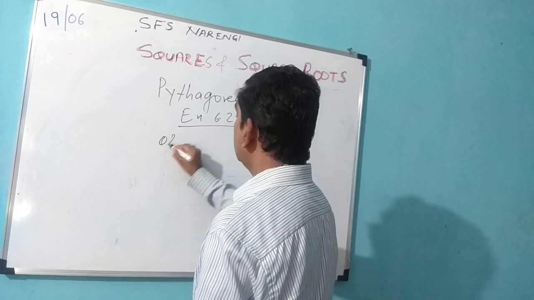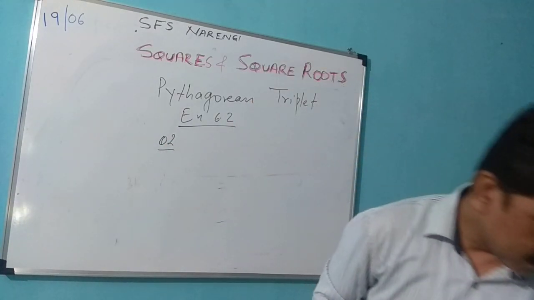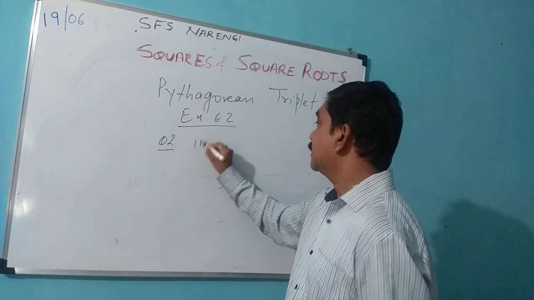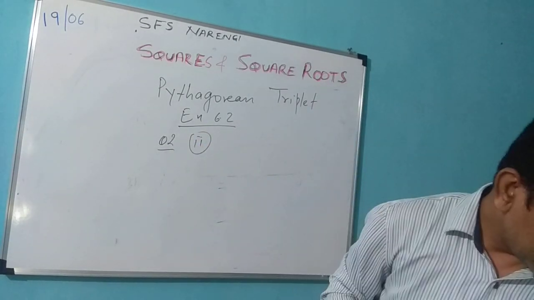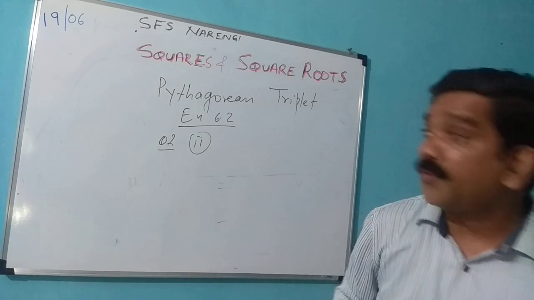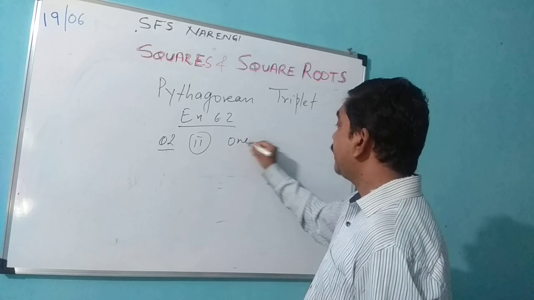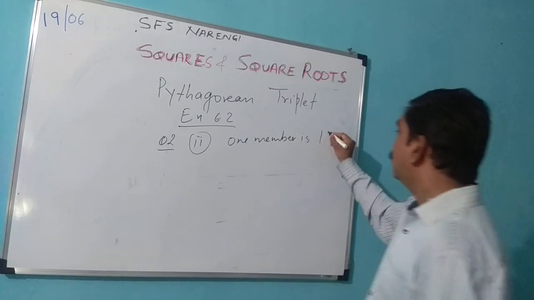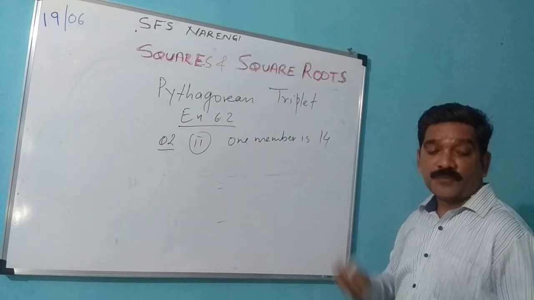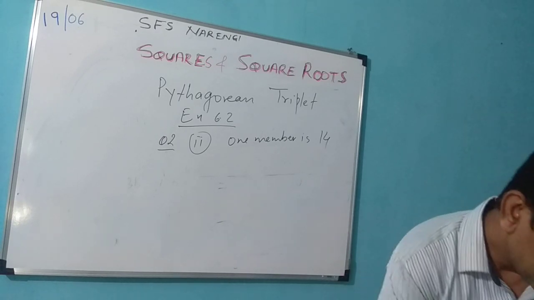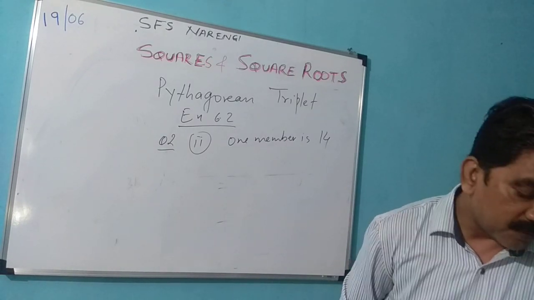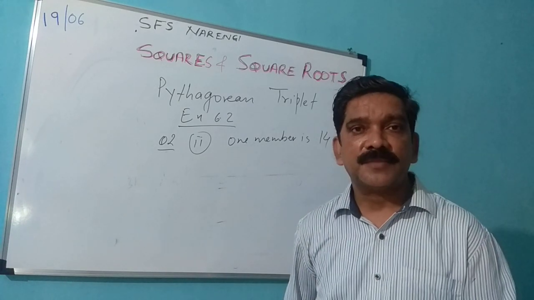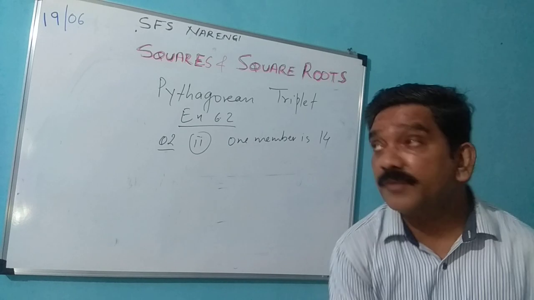Exercise 6.2, question number 2. I am taking the second part. It is given that one member is 14. Now you have to find out the other two members, or let me say, write a Pythagorean triplet. Clear? How will we find out?